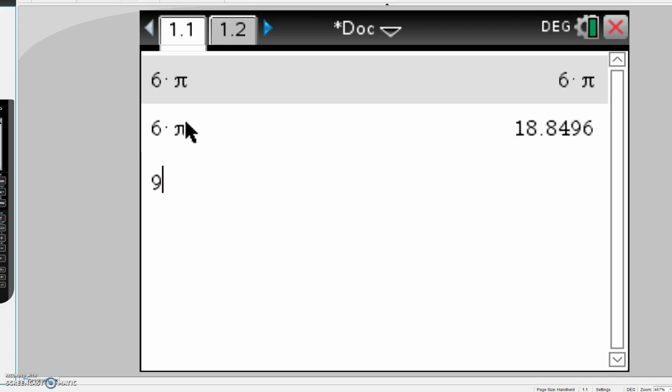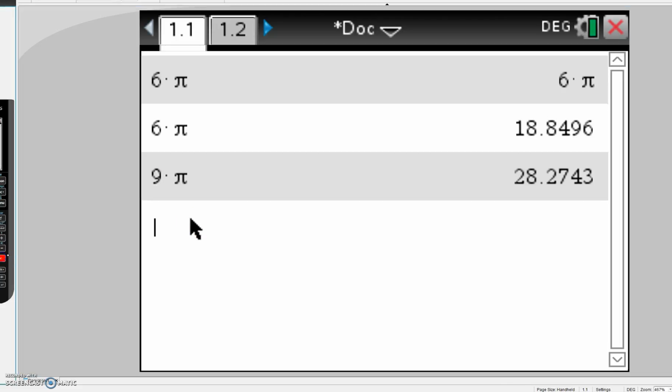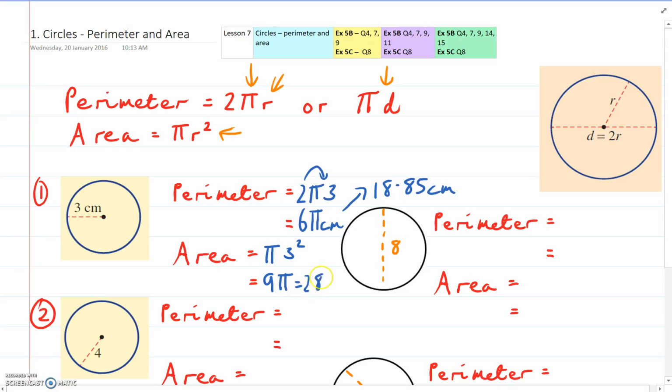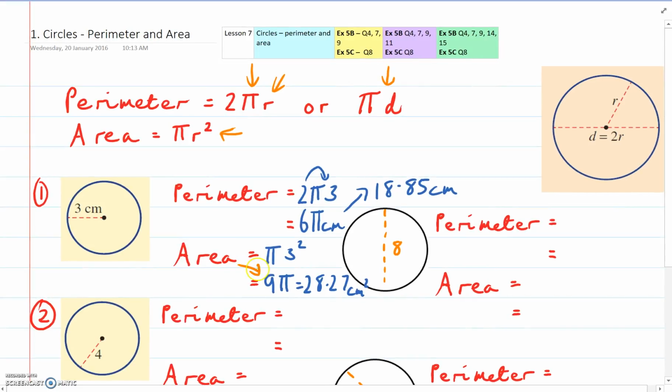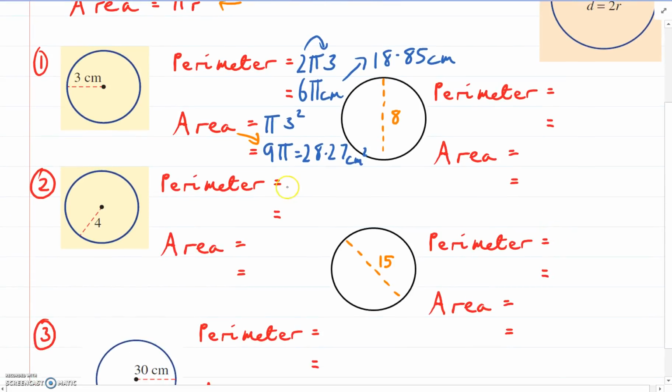And going back to our calculator, just for a bit more practice. And Control Enter. 28.27 centimeters squared. This is called the exact value, 9 pi. It's a perfectly acceptable answer. So you can leave it as 9 pi. And if it says to write it as decimals to whatever number of places, that's where you'd change it to decimals.